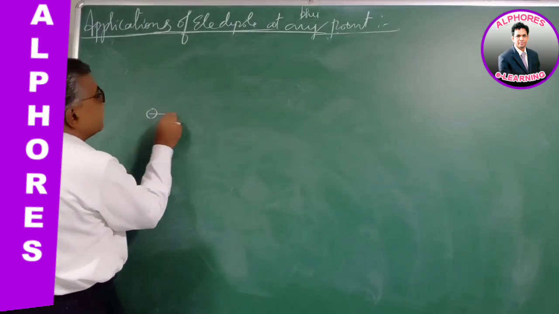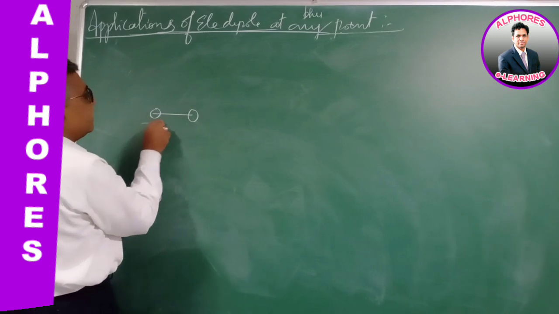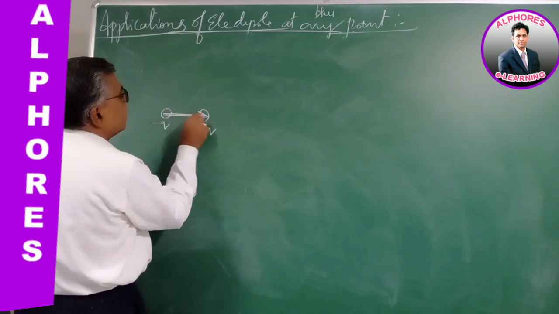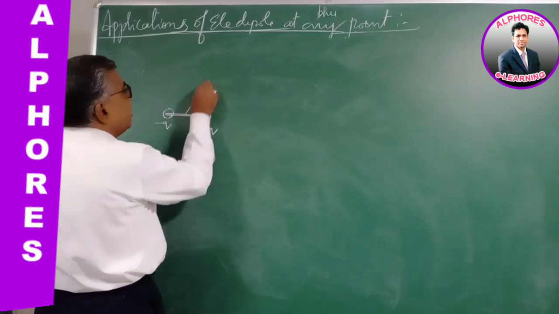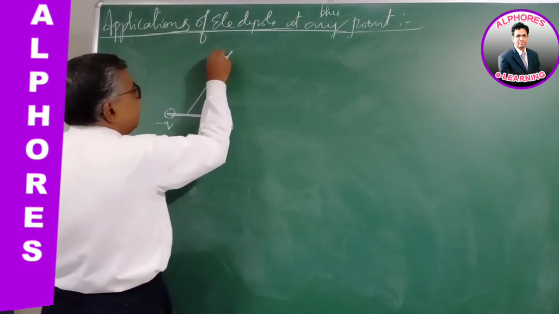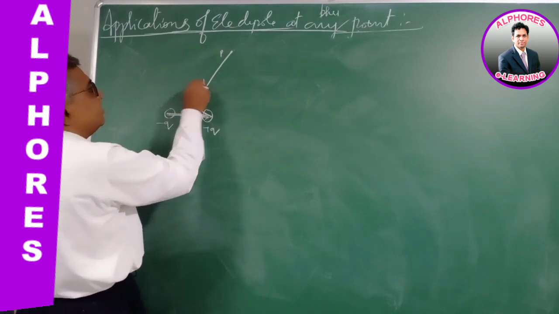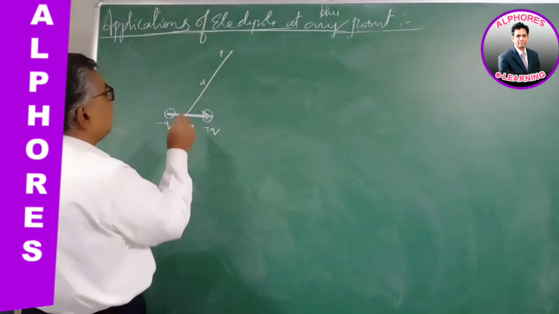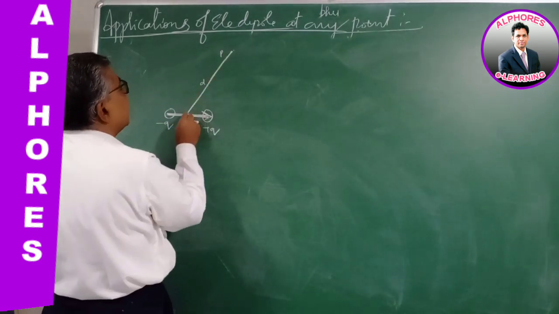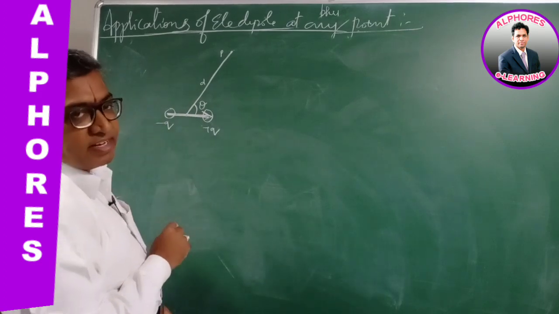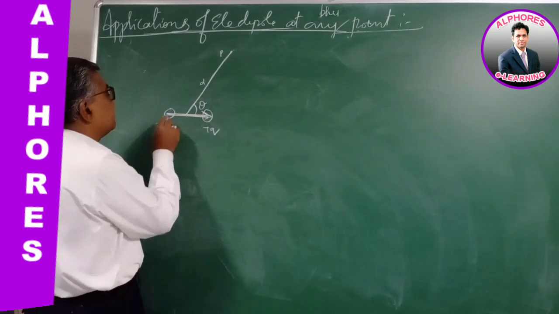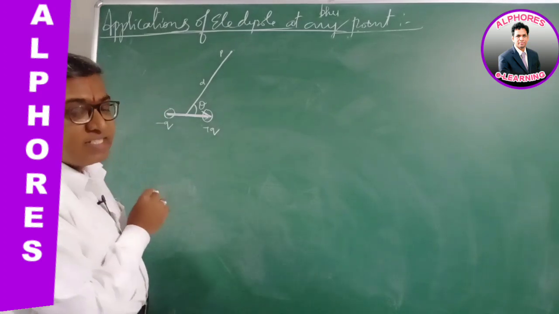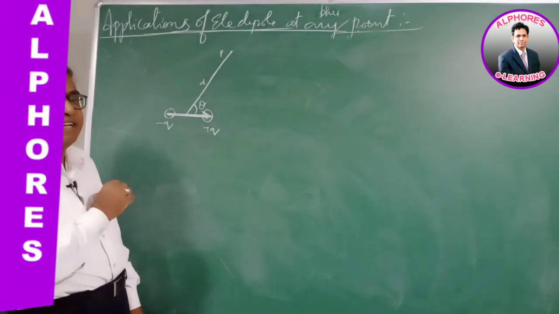If I consider an electric dipole, this is minus q, this is plus q, and the dipole moment is p. This is the short type. Consider any point P here, an arbitrary point P at a distance d from the center of the dipole. Now let the radius vector of this point make an angle theta with the dipole moment of this dipole. So at that point, what is the direction of the electric field intensity there?